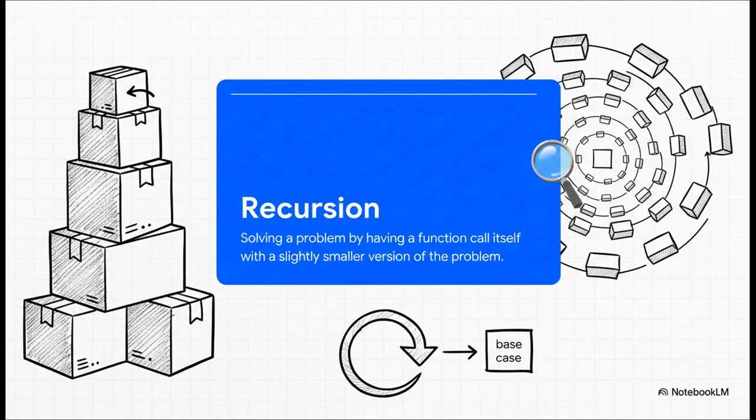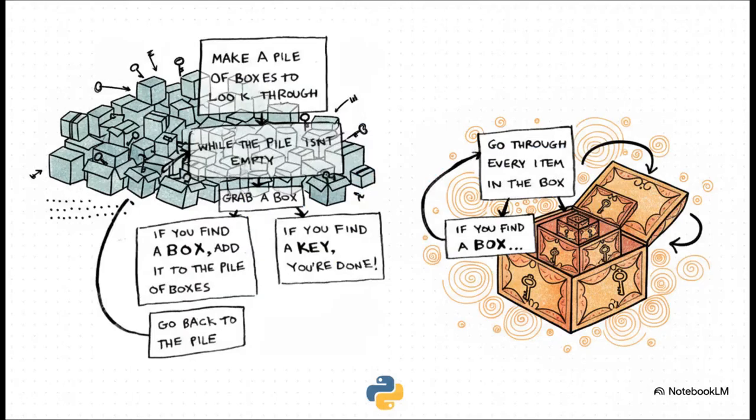But there's a second strategy, and it's a completely different way to think. It's called recursion. Now, with recursion, you don't manage a big pile. Instead, you write a function that has one very simple job. Its rule is look inside this one box. If I find the key, awesome, I'm done. If I find another box, I just call myself to do the exact same search on that new box. The function literally calls itself, over and over, breaking the problem down until it hits a dead end, like an empty box.